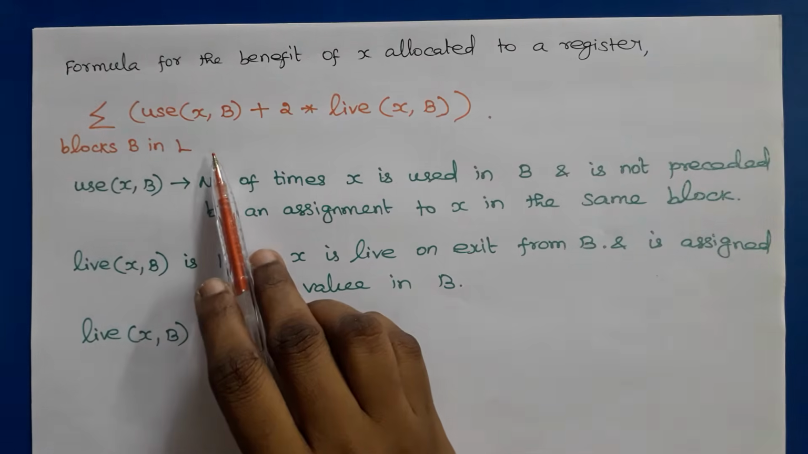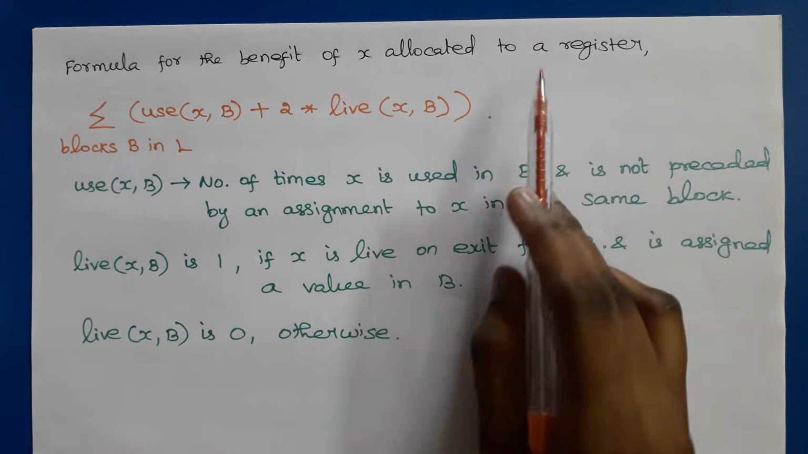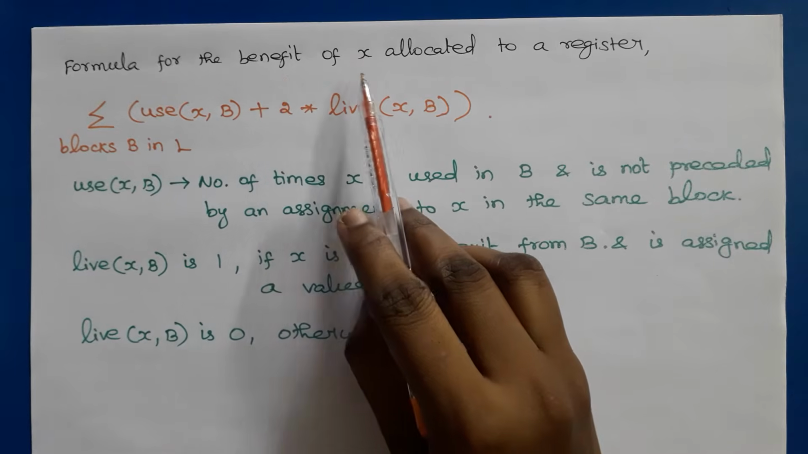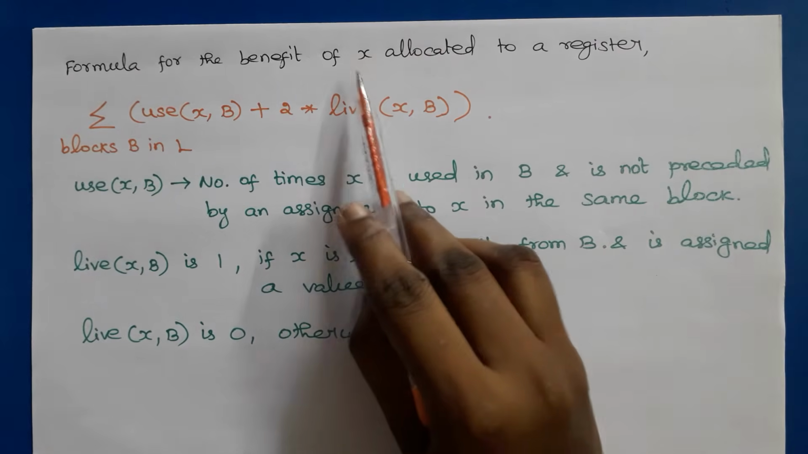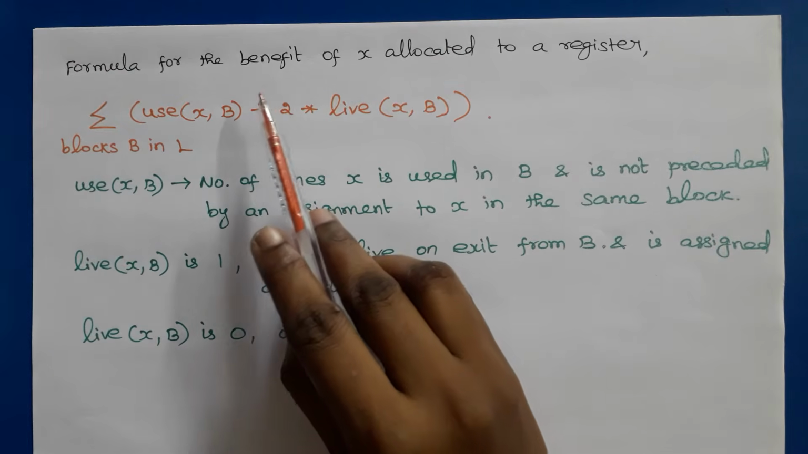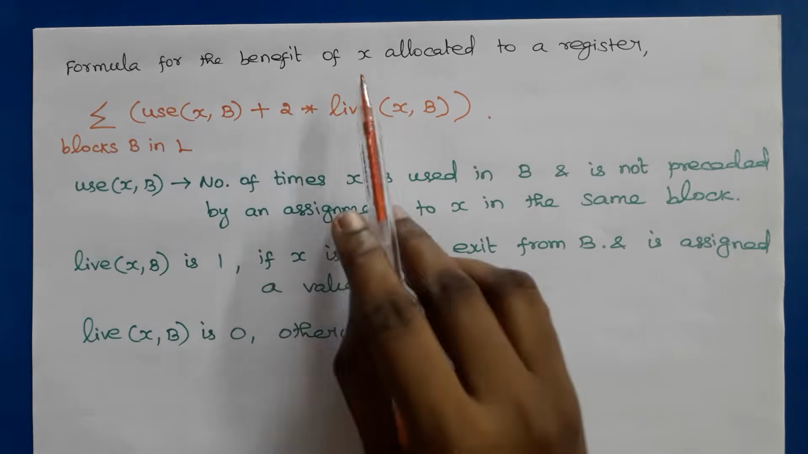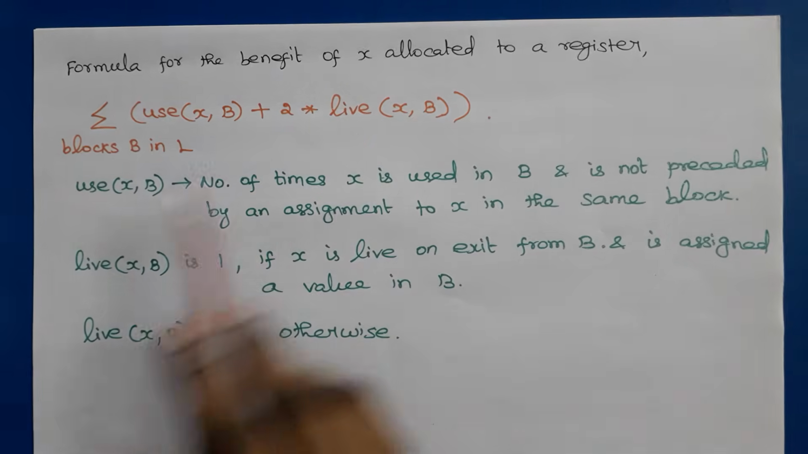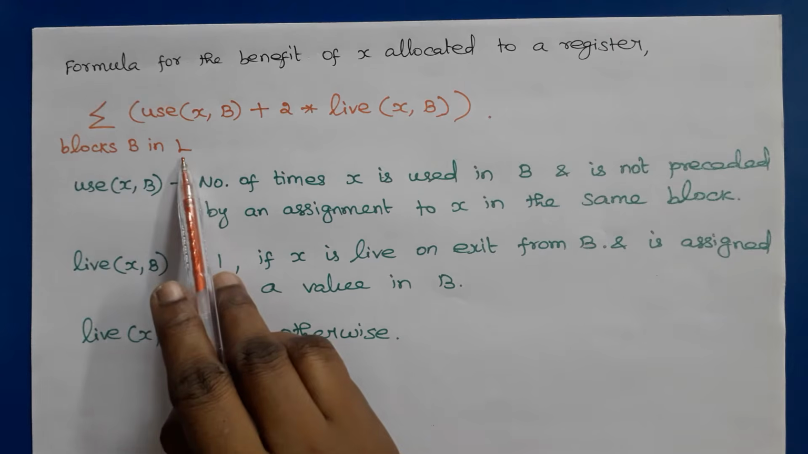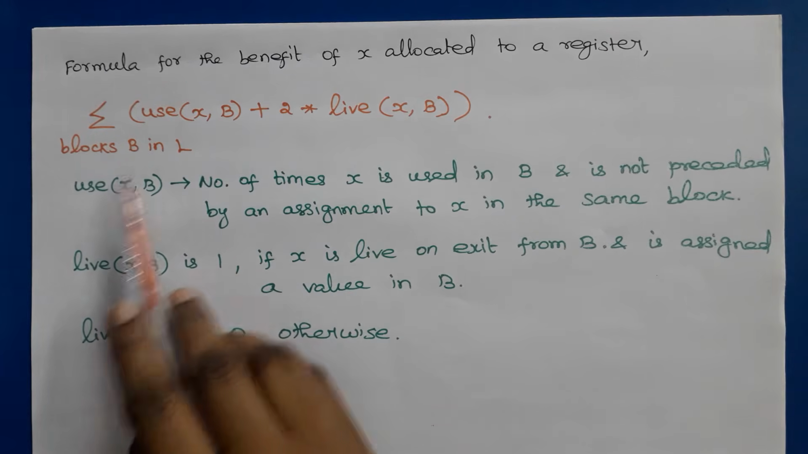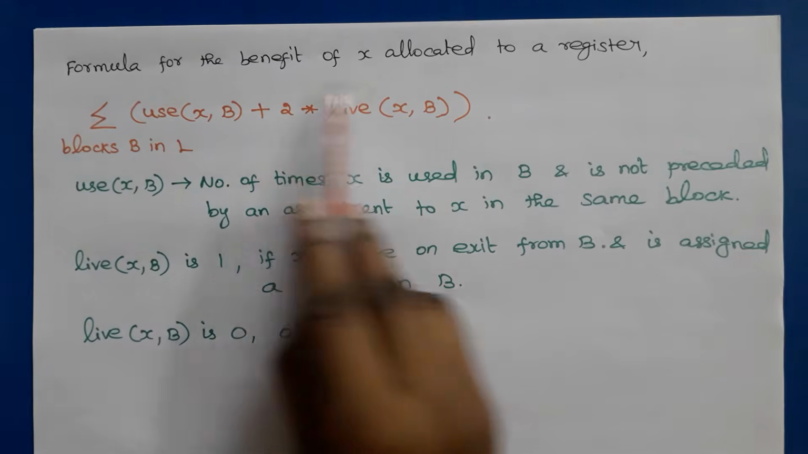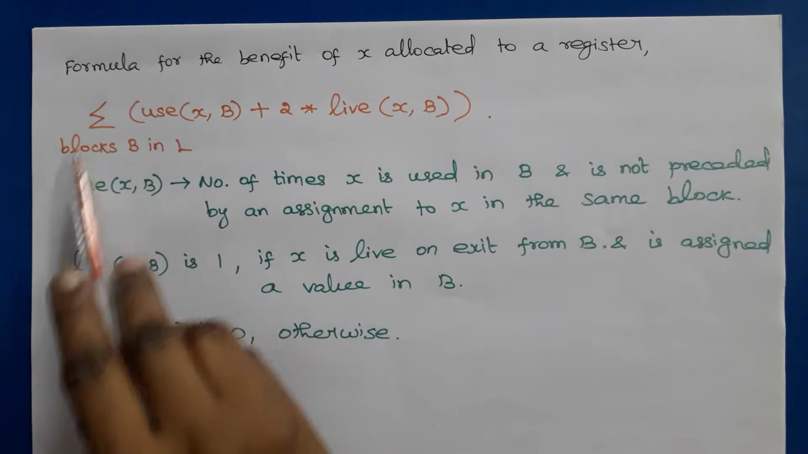So this is the formula for the benefit of x allocated to a register. That is, if we allocate x to a register, how much cost can we save, what is the benefit? This can be calculated with the help of this formula: sigma over blocks B in L. L means a loop, and a loop can have any number of blocks. So for all the blocks in L we calculate this formula, and a summation is performed over all the blocks.